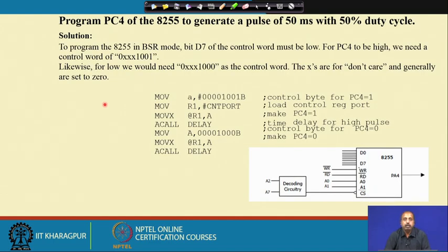So, suppose we want to write a program in which we want to generate a pulse of 50 millisecond with 50% duty cycle on PC4, that is port C's bit number 4. So, first thing that we have to do is put 8255 in BSR mode and bit D7 will be low and PC4 be high. So, that is the setting. So, this is that D7 bit which is set to 0. Next 3 bits do not have any meaning, and so then I have to put the bit number. So, this is bit number 4. So, it is 100 and then we want to set it to high. So, this is setting it to high. So, after doing this A register has got this value.